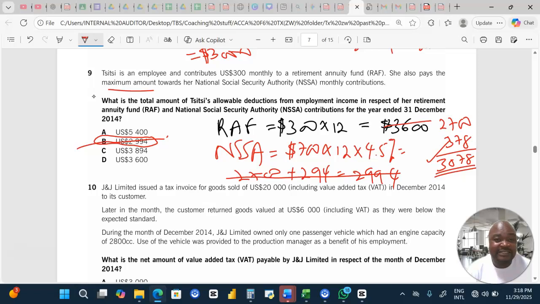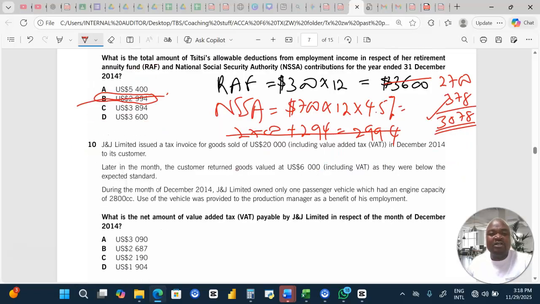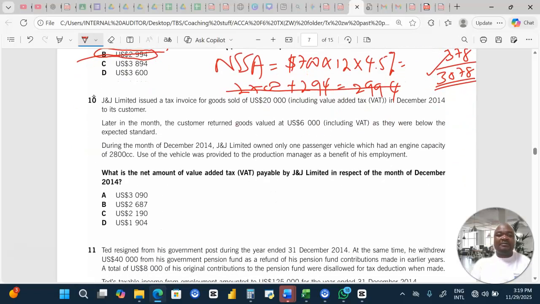So that's how, ladies and gentlemen, you are supposed to attack a question of this nature. It is going to come in your exam, I bet. The NASAs, the RIF, they are always resident in this examination, and you just have to be very, very comfortable with them. Okay, let's move on to question number 10.